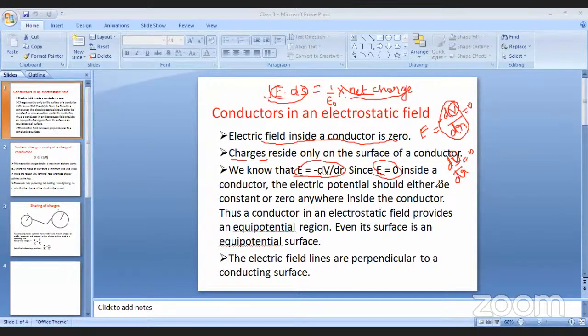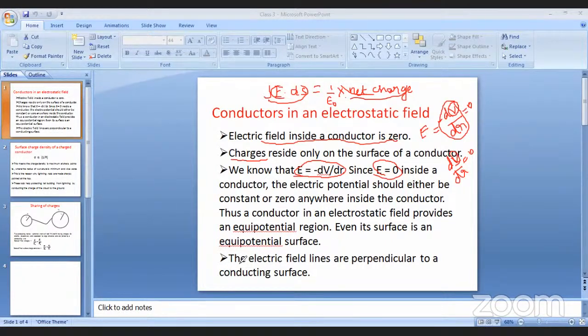That means inside the conductor, and of course outside the conductor also, you are getting equipotential regions. Equipotential means we have already discussed that concept. The potential value is same everywhere. So since E equal to minus dV by dr, the electric field is actually 0. So the electric potential is either constant or 0 anywhere inside the conductor. So in an electrostatic field, there will be equipotential region. This is the next point you need to understand clearly.